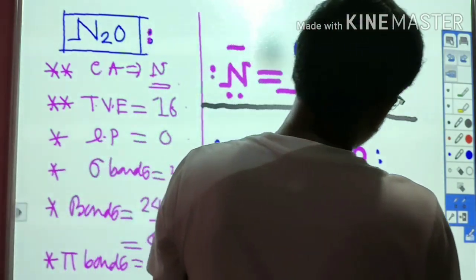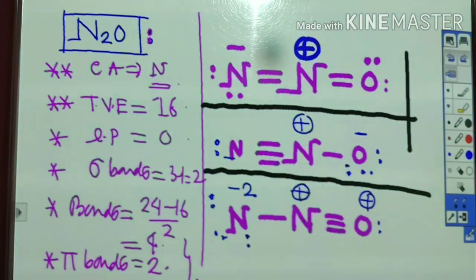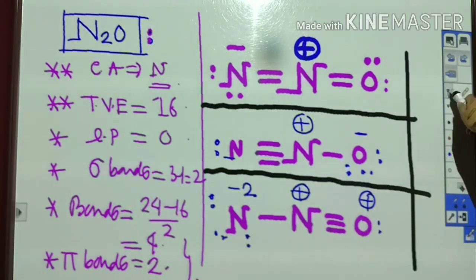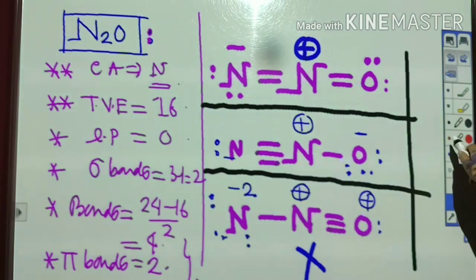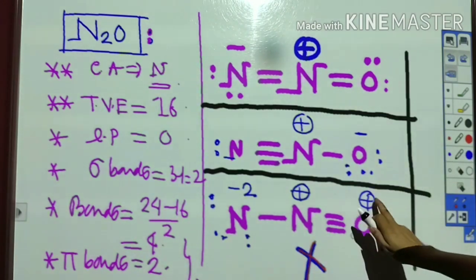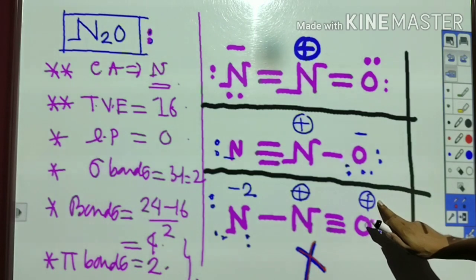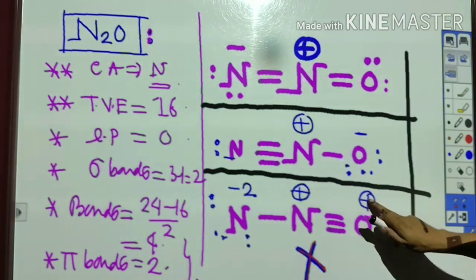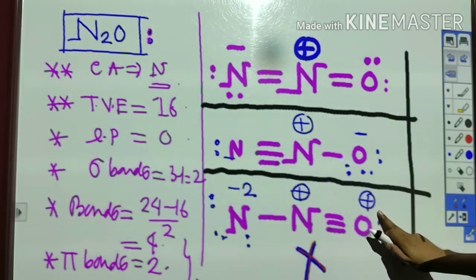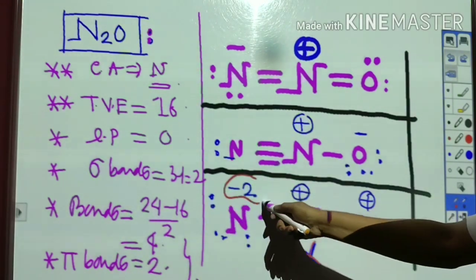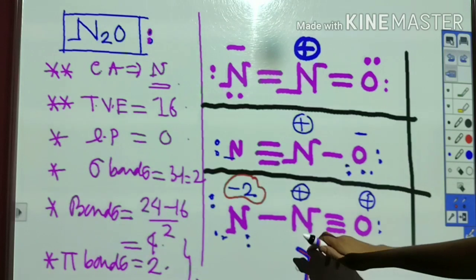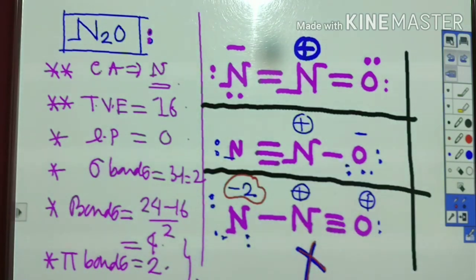Now which one will be the best structure? See, this one will be ruled out. This is not the best structure. Why is this not the best structure? Here oxygen has a positive charge. Oxygen is an electronegative element, it won't like to have a positive charge. Formal charge is also maximum, that is minus 2. So this structure is not the stable one.